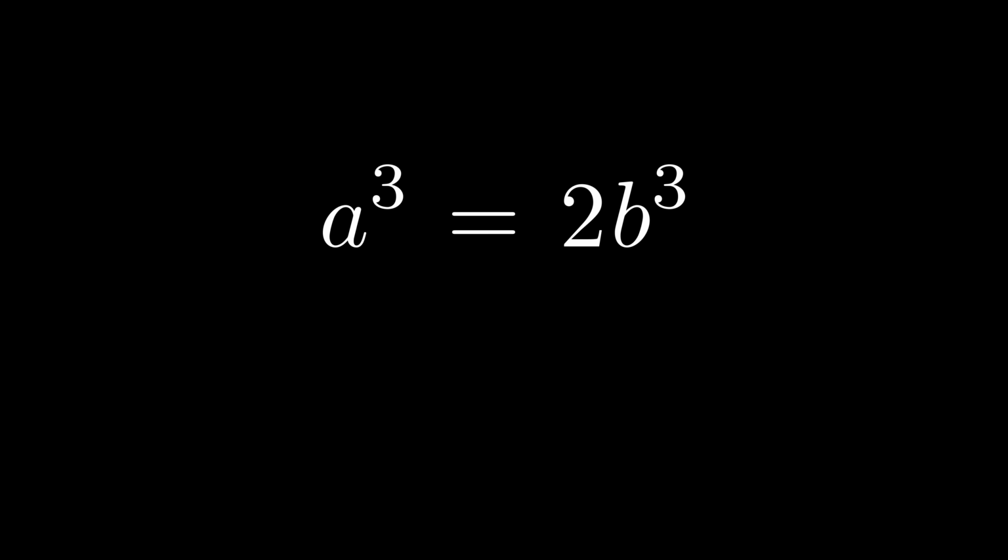Now stare at that 2b cubed for a second. It's 2 times a whole number, and 2 times a whole number is even. So a cubed is even. Careful though, we need a itself, not a cubed. Here's the trick. A is a whole number, so there are only 2 options. Either a is even or a is odd.